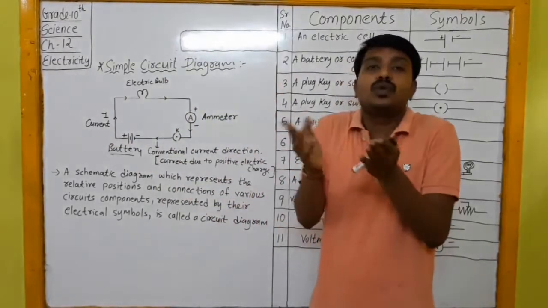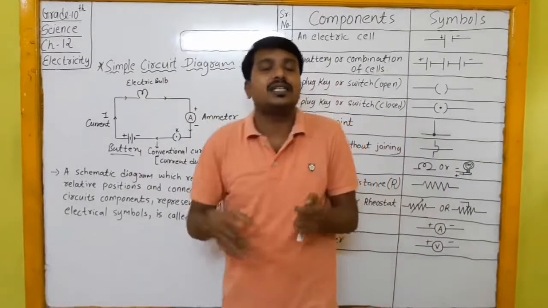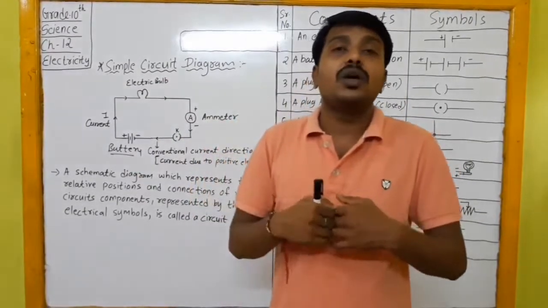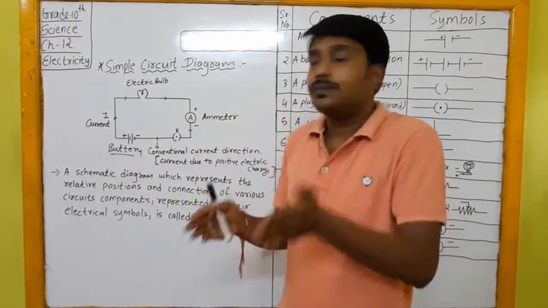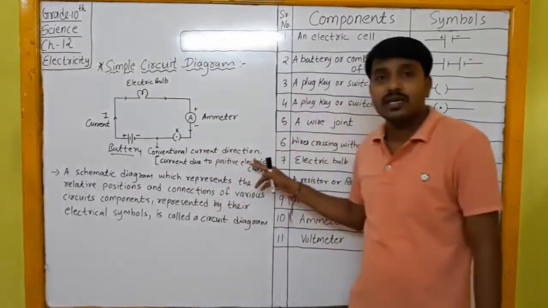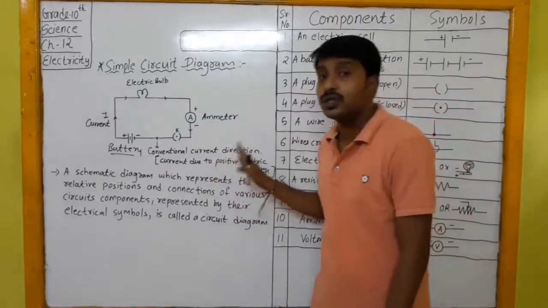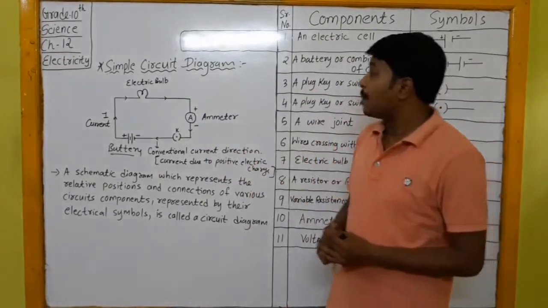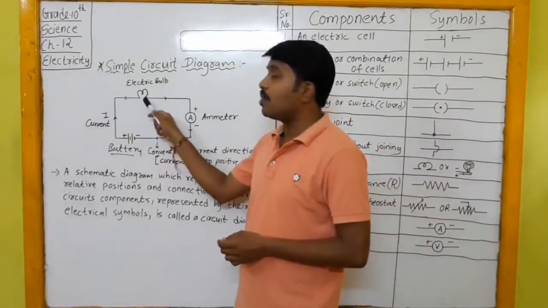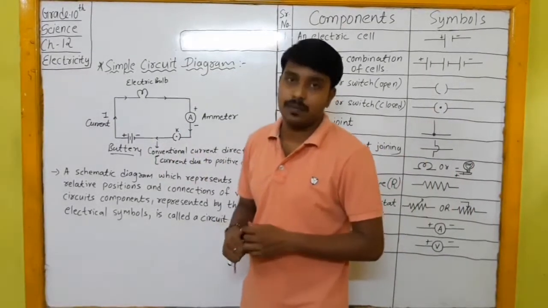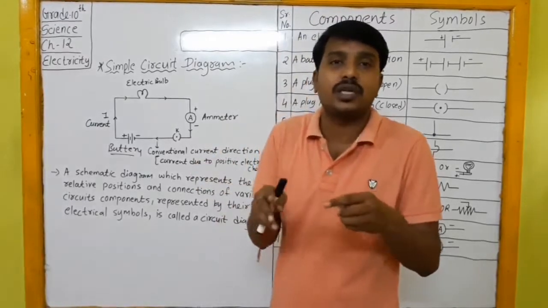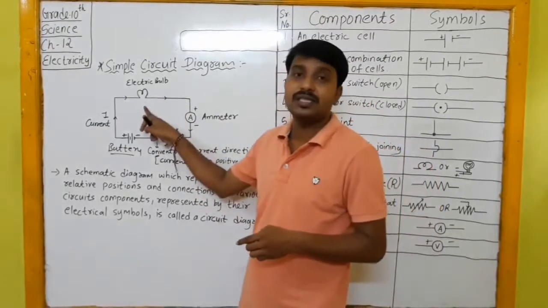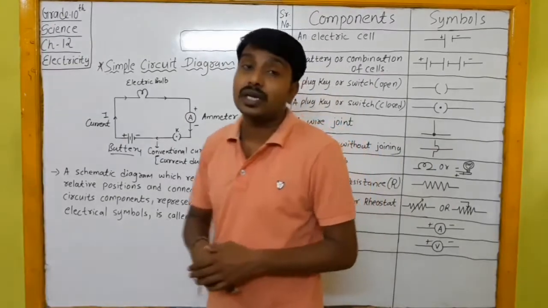So this way, two different electric current directions exist in our circuit, in which generally we take the direction of electric current as the conventional electric current direction, which is due to positive electric charges. Apart from this, you can see this symbol. This symbol is for an electric bulb. Whatever electric bulb you have connected in series to the circuit is shown by this symbol.